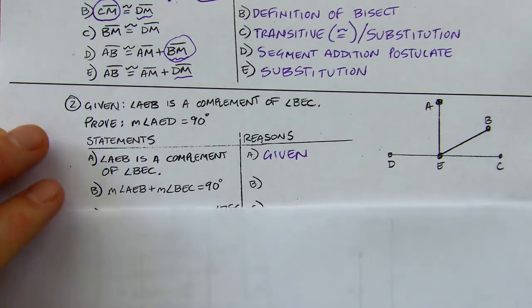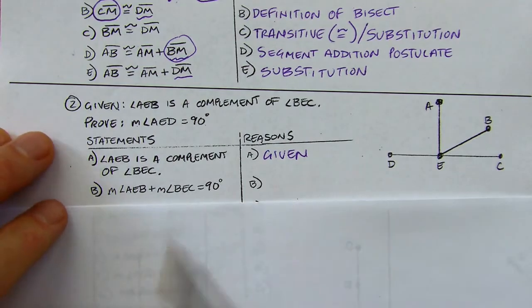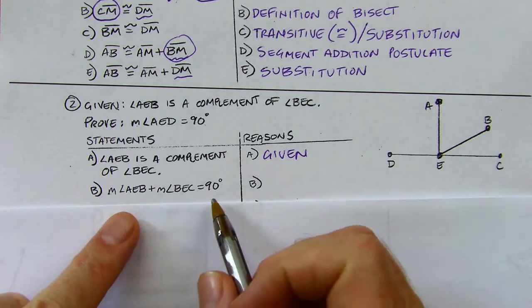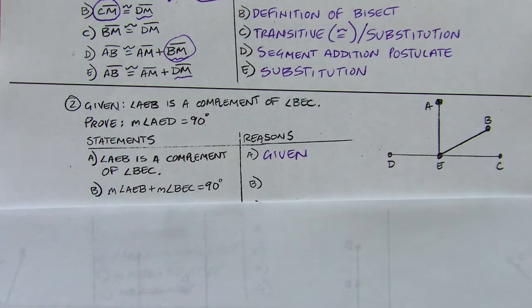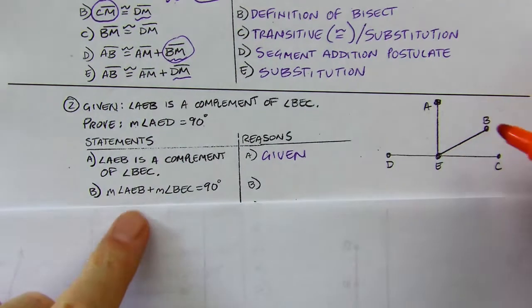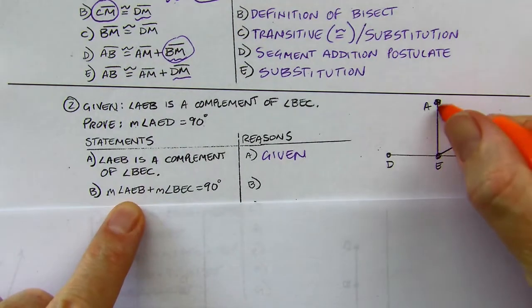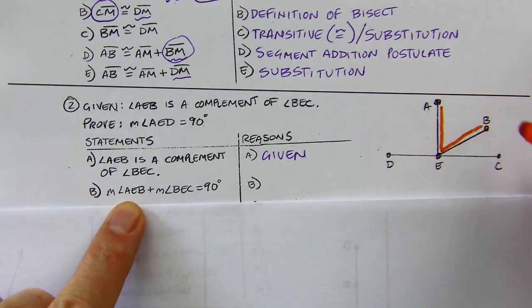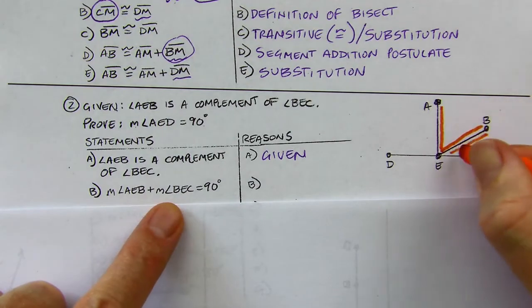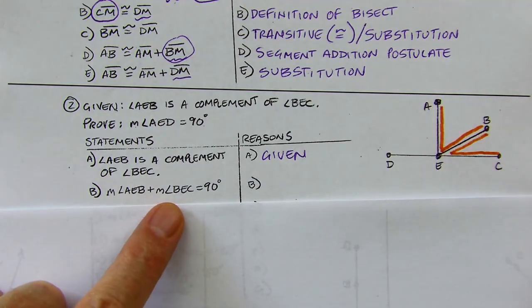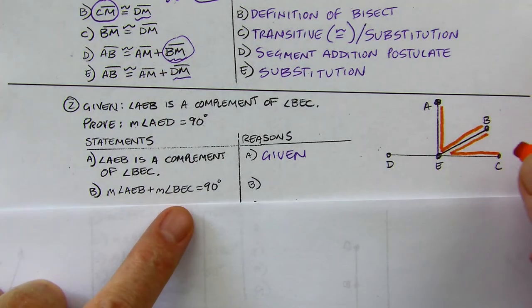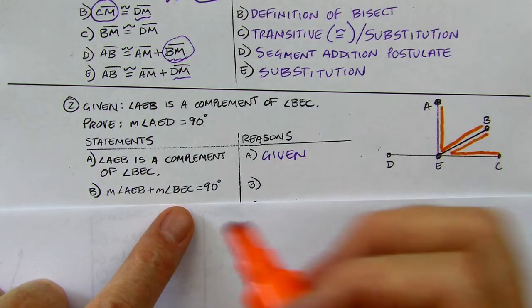Okay, so let me go back up to this. So these two angles, the sum is 90 degrees. So let me make sure I know what angles I'm talking about. AEB is this angle. BEC is this angle. Okay, and so together those form a 90-degree angle. How do I know that?